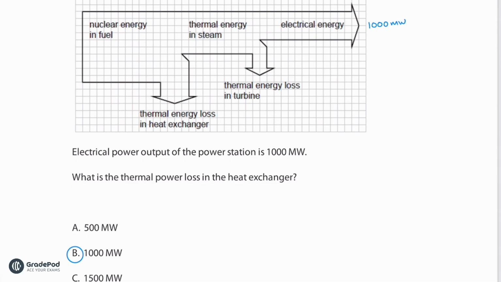And that brings us to the end of the fission past paper questions. I hope you found that they're relatively straightforward.